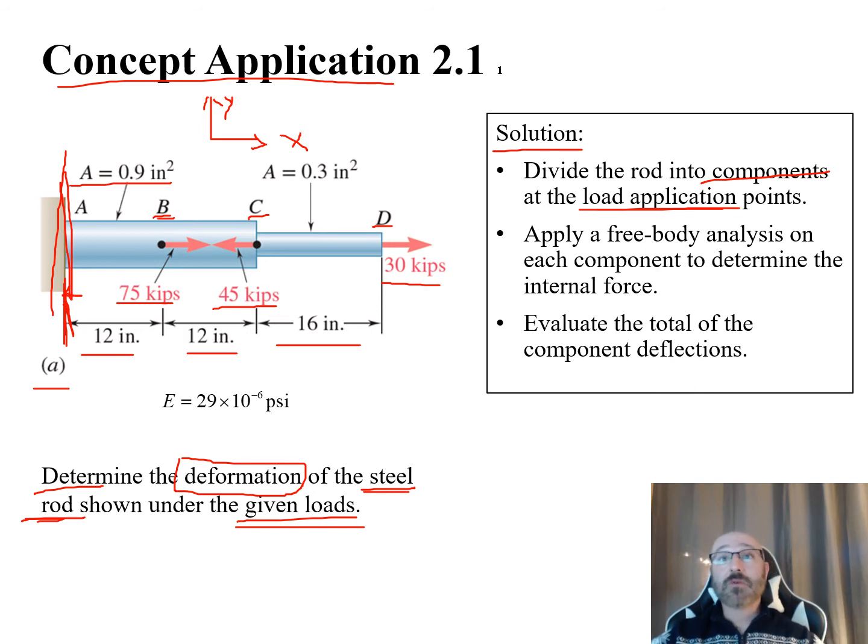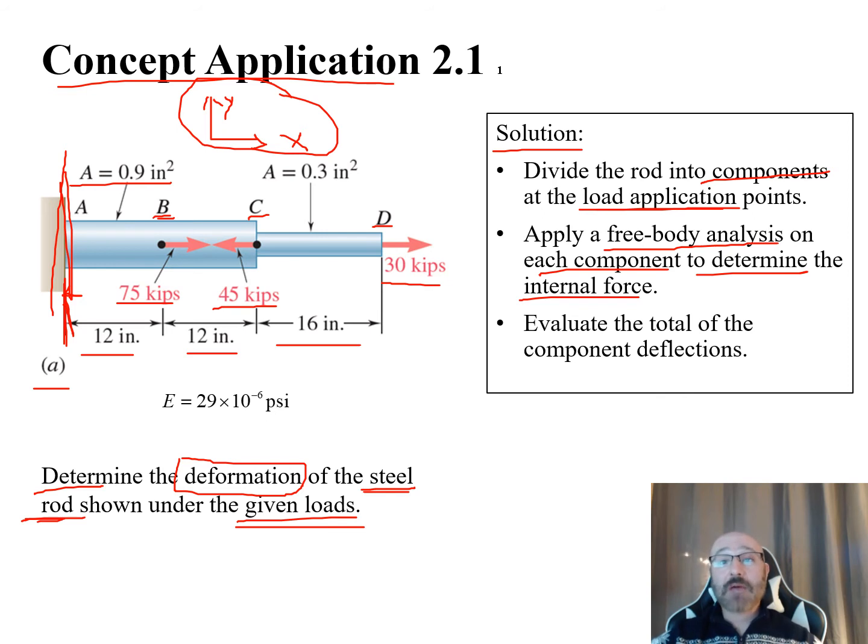Next, once we divide it up into those individual components of the whole rod, we can apply free body diagram analysis on each component to determine the internal forces. We can do our traditional free body diagrams that we've seen in statics and dynamics courses. Same thing comes back again. We break it down and draw those out. And that's where we establish our coordinate system and our reference points, which becomes very important.